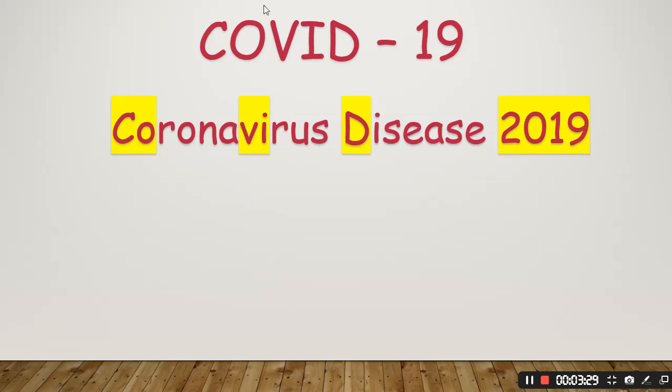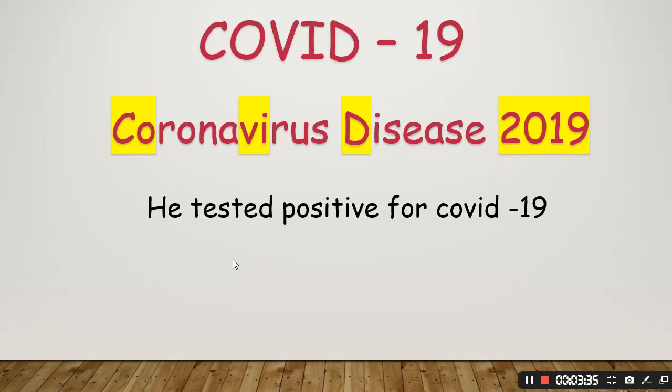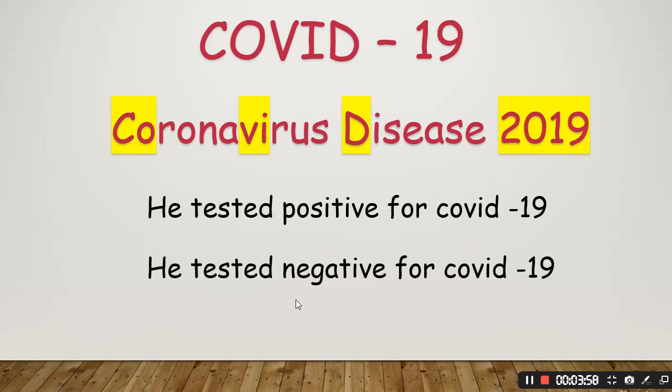If you want to use this term in a sentence, for example, you say he tested positive for COVID-19. If someone took the test and the result was positive, then he has COVID. But if the result of his test is negative for COVID-19, then he doesn't have COVID. Okay. So this is the first point of our lesson, the official name of this disease, COVID-19.